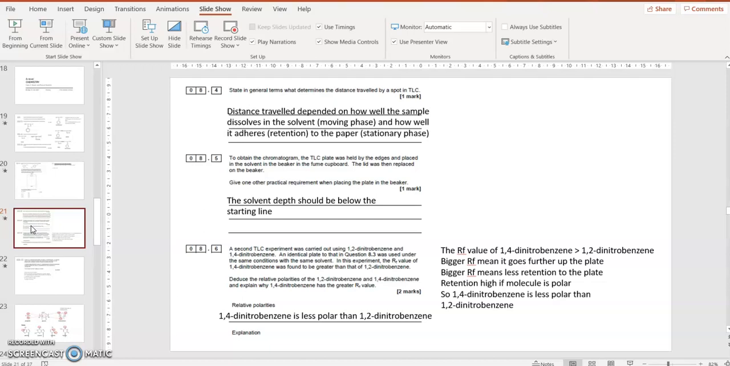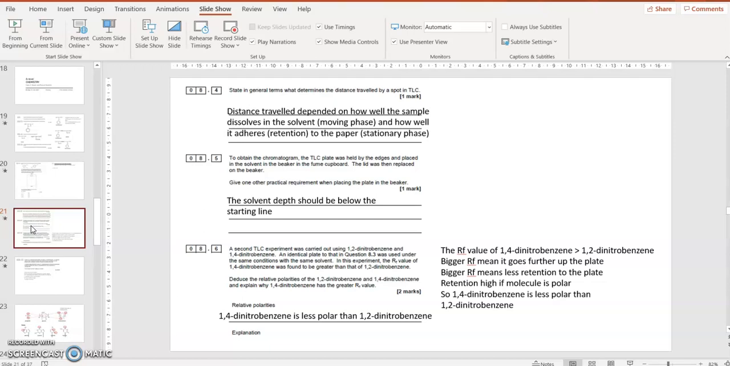Relative polarities. So deduce the relative polarities. In other words, which one's got the most polarity, which one has got the biggest delta pluses and delta minuses. Well, you don't need to have a look at the science really of that.